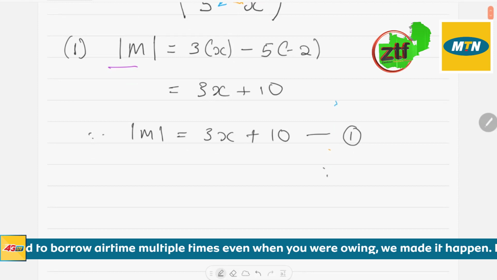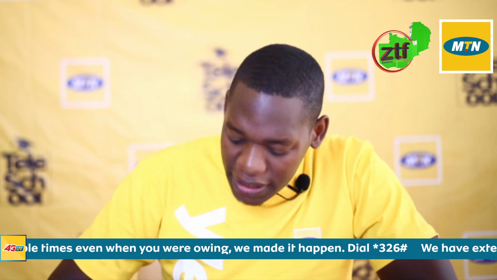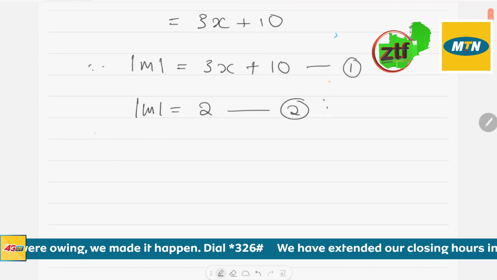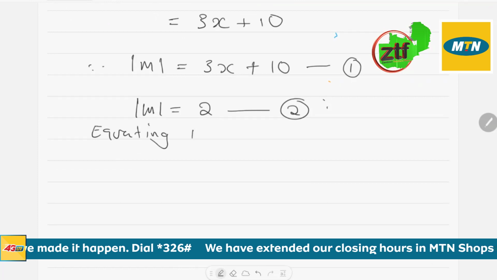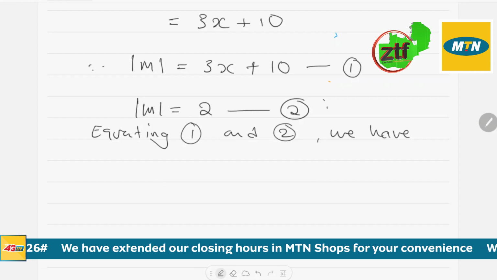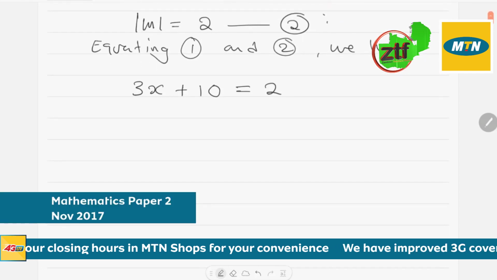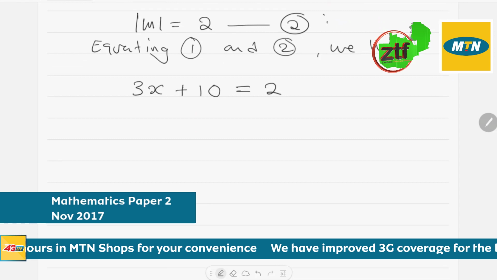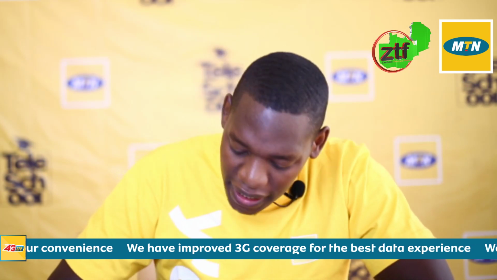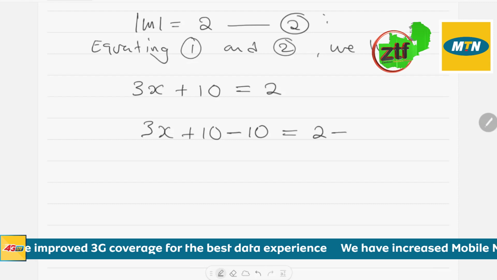Now in the question, we have been told that the determinant of the matrix M is equal to 22. So by implication, determinant of M is also equal to 22. I'll call that equation number 2. Now equating equation 1 and equation 2, we have 3x plus 10 is equal to 22. So what we need to do now is to find the value of x. How do we find the value of x? I will add to both sides of the equation the additive inverse of positive 10, and that is minus 10. So we'll have 3x plus 10 minus 10 equals 22 minus 10.